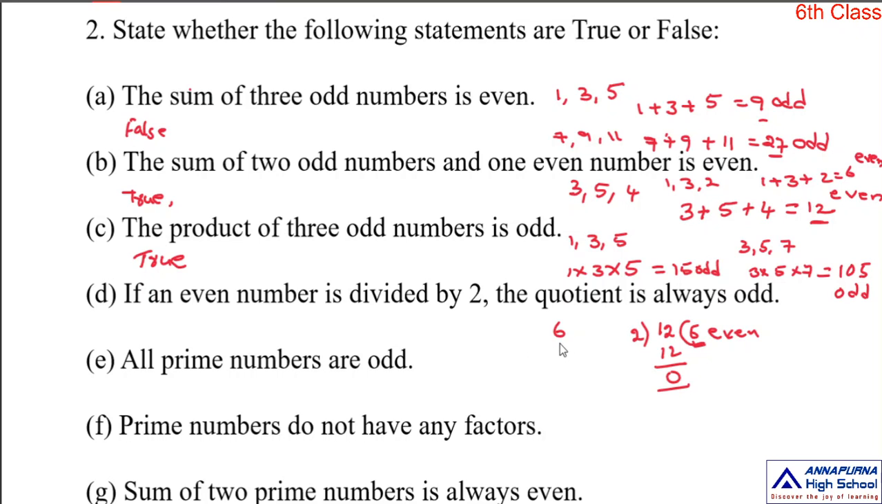6. 6 is an even number. We divide 6 by 2. What is the quotient? 2 threes are 6. Remainder is 0. If an even number is divided by 2, the quotient is always odd. This is a false statement. Why? Because sometimes the quotient is an even number, sometimes we get an odd number. That's why the statement is a false statement.